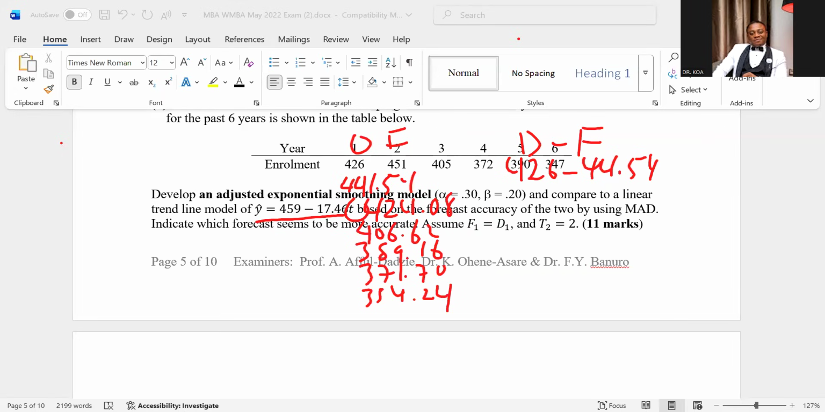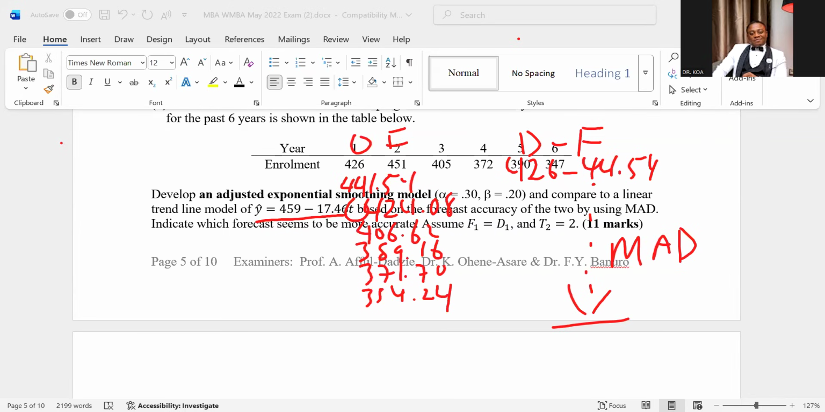441.5. And then when you do it, you get a minus, isn't it? And then you take the absolute value. Then you do the next one, you get a minus, then you take the absolute value. You take the absolute value till you get to the end. Once you get to the end, you now sum them, just like the previous one, and you calculate your MAD.